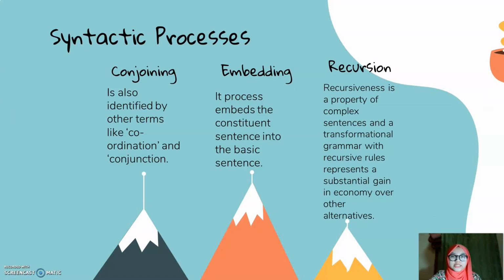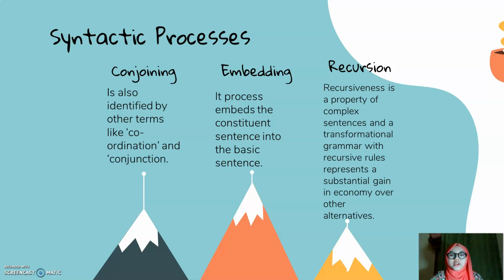Syntactic processes. Here are some of the major syntactic processes. First, conjoining. It is also identified by other terms like coordination and conjunction. In this process, certain parts of two or more sentences are similar in structure. This process is possible only when there is a similar relation of constituency between the segments thus conjoined and the sentences.